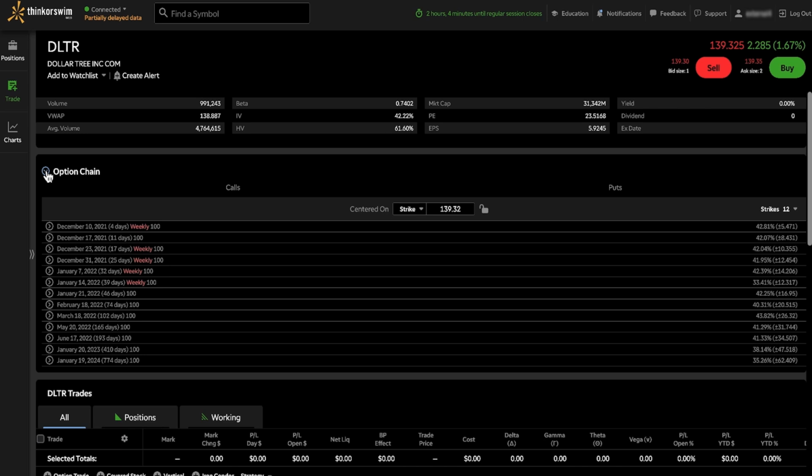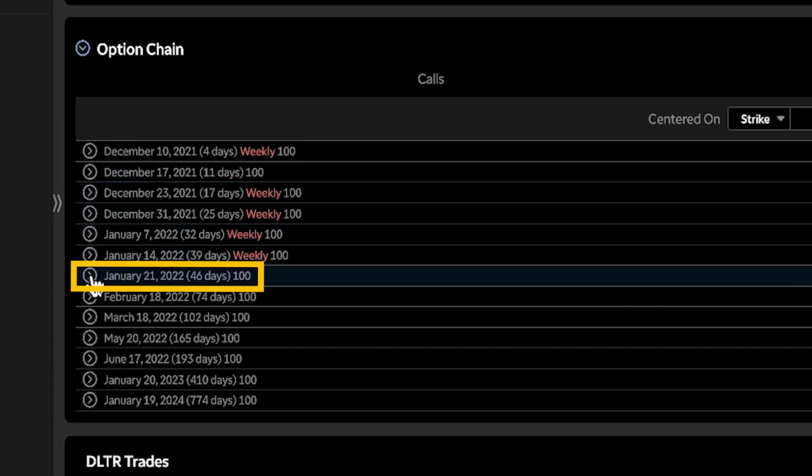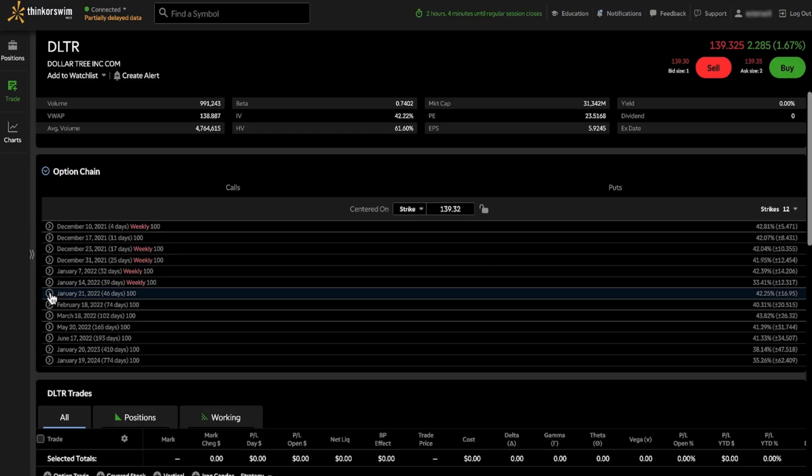Choosing an expiration that's further out helps avoid the worst of time decay that really kicks in as a contract gets closer to expiration. For this example, we're going to go with this January contract, which has 46 days to expiration. This expiration is on the short end of our time frame, but liquidity is higher. There aren't any earnings for Dollar Tree coming up in the next few weeks, which would impact implied volatility.